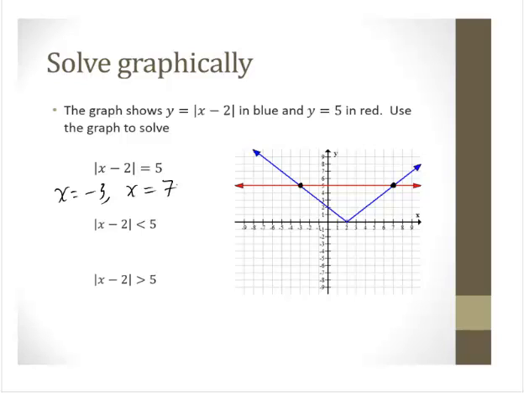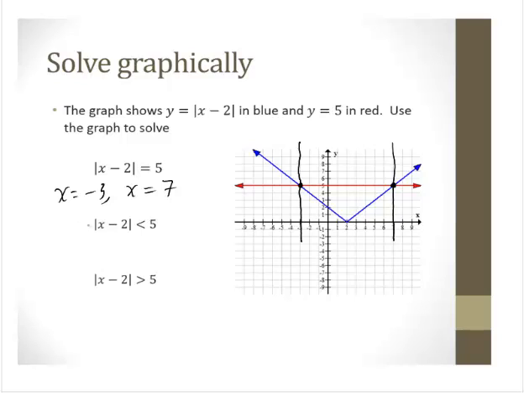And now thinking about how we thought of inequalities in a previous section, I'm going to draw some boundary lines here at negative 3 and at 7. So now the corresponding inequalities will be bounded by those lines.